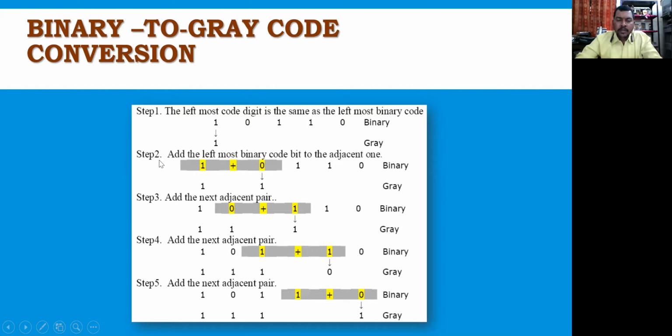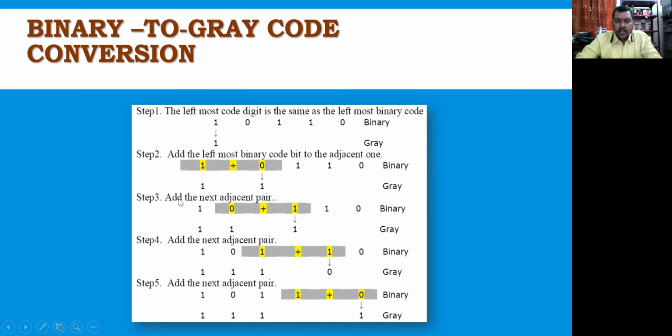The second step is we need to add the most significant bit to the next bit, like this. So 1 plus 0 is 1, and we will take this as the second bit. Now, the addition should give 1 bit only. If there is a carry, then we have to ignore that carry. We don't have to consider that carry. We are just adding this and taking 1 bit. So 1 plus 0 is 1, so we have taken that as the second bit. Then we add the corresponding adjacent bits like this only.